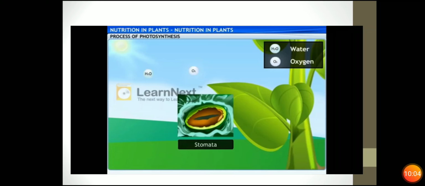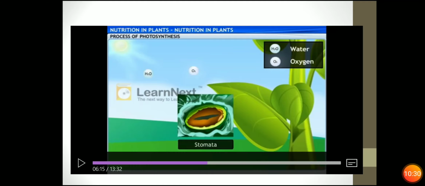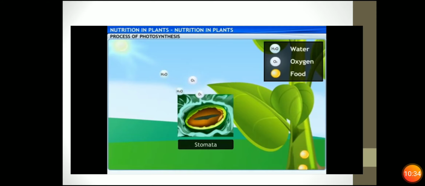Now, this evaporation is known as transpiration, that is, removal of water from the surface of leaves is known as transpiration. The water will transpire into the atmosphere and oxygen will move out, so then the stomata will close. So what is the function of stomata? It helps in exchange of gases. This food that has been made is sent to other parts of the plant through the veins.